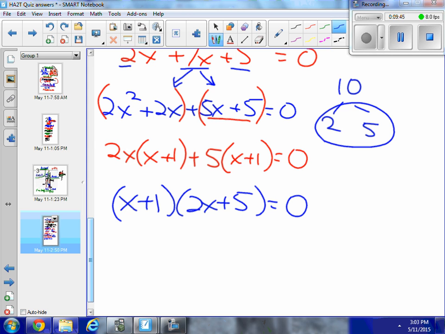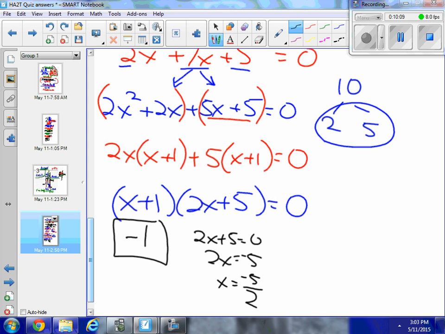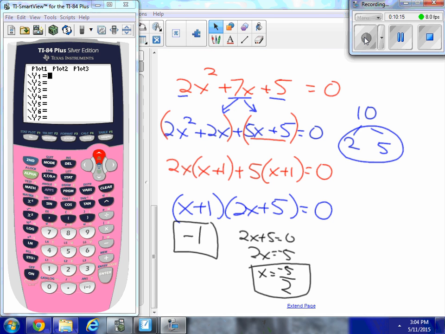And using the zero product property, I can see very quickly that one of my solutions is negative 1. And the other one, if I go 2x plus 5 equals 0, 2x equals negative 5, x equals negative 5 halves. And these are now the two answers. I have solved the rational equation. Now, as you know, it's always a good idea to check your answers.